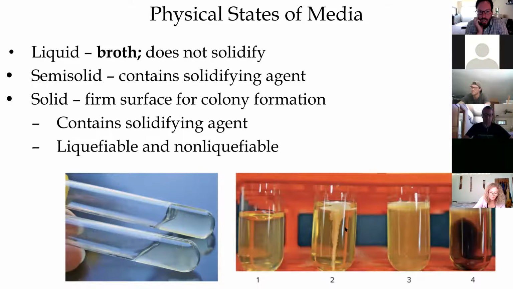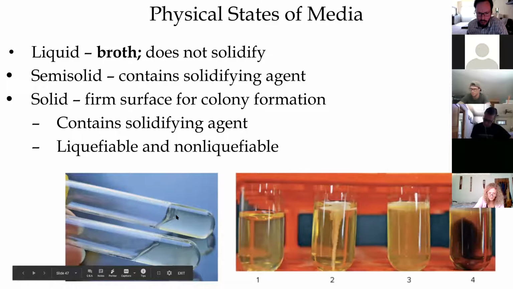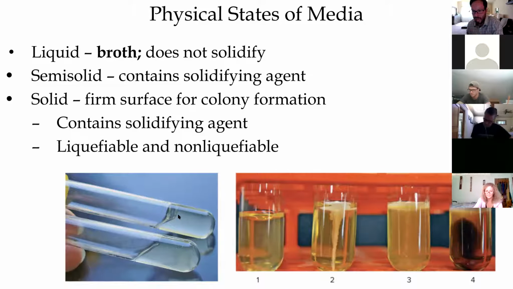Again, it can be liquid, it can be semi-solid, or it can be firm. And that's all you really need to know about that. So here we're looking at a culture tube of semi-solid, probably agar, just not as concentrated. So it's still gelatinous. It can be liquid, it can be completely solid.